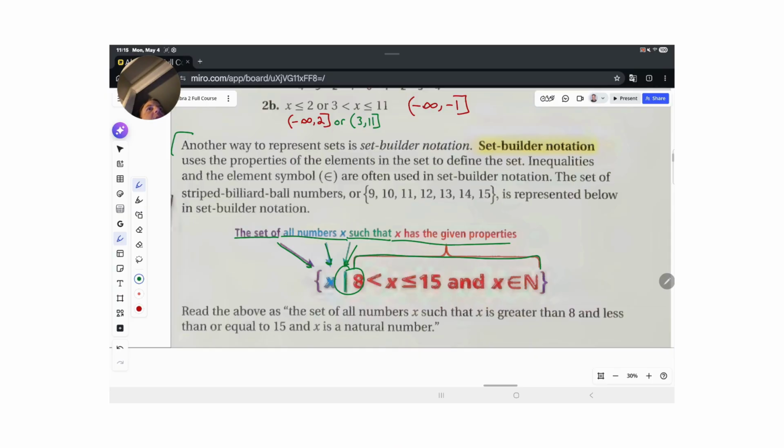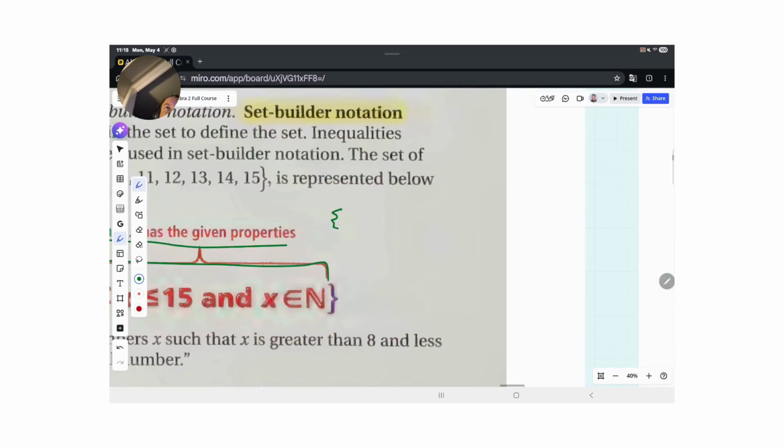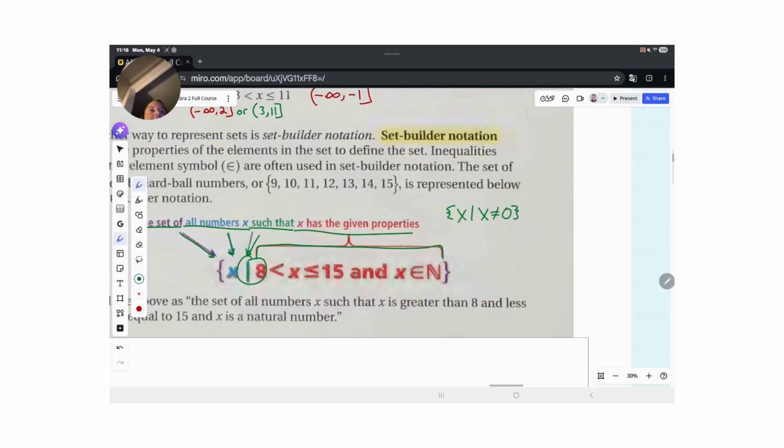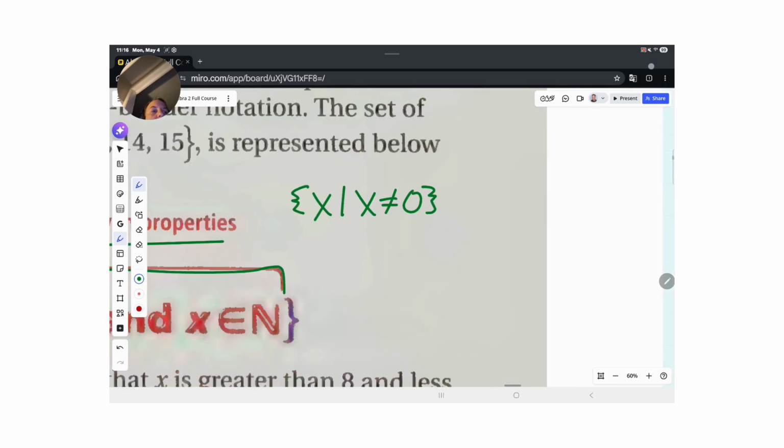So let me write down an example here. Let's say that I have x here, and then the bar, and then x equal sign with a line through it, 0, and my closed brace there. So how would I say this out loud? I will say the set of all x such that x is not equal to 0.